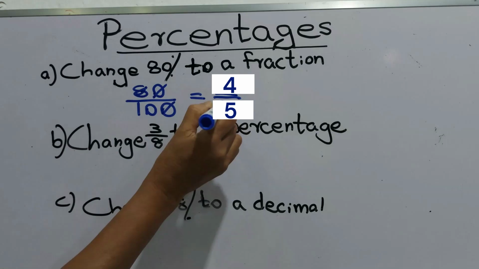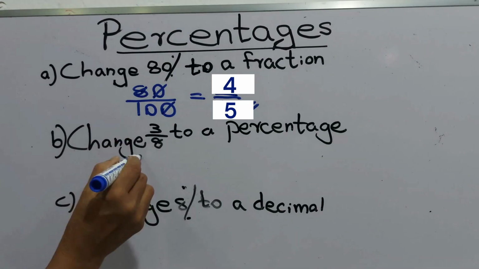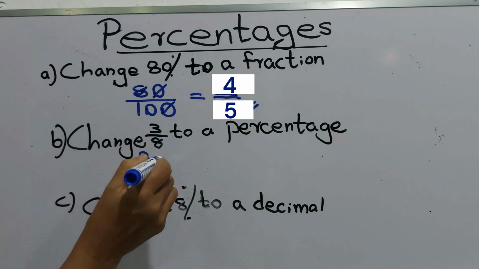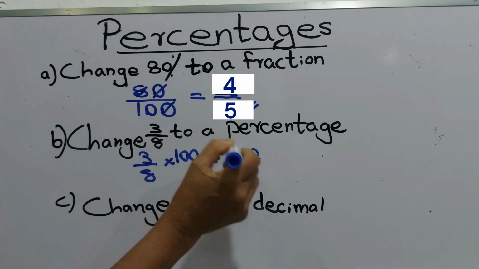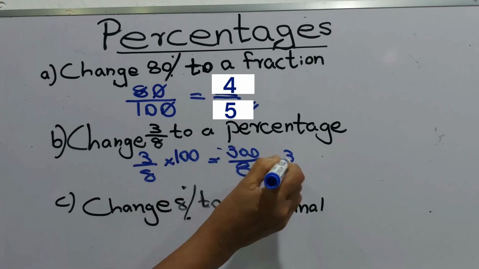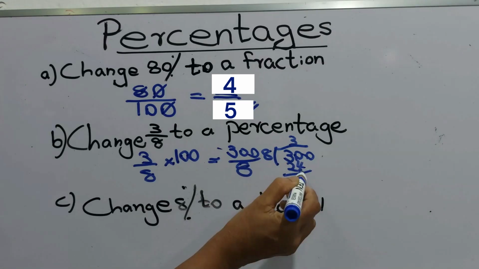That is the fraction of 80%. Second one, change 3/8, that is 3 out of 8, to a percentage. That means we have to multiply by 100. Then it becomes 300 divided by 8. We are going to divide 300 by 8. How many times does 8 go into 30? 3, that is 24. Remaining 6.